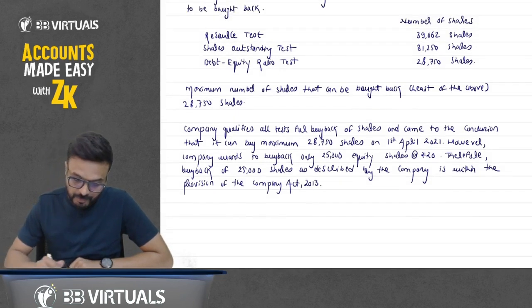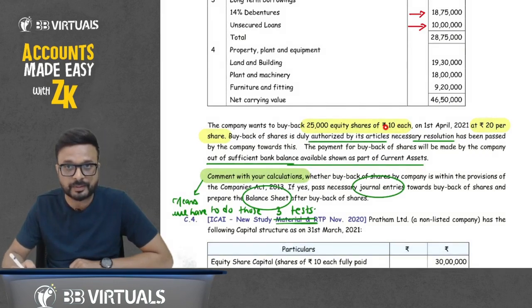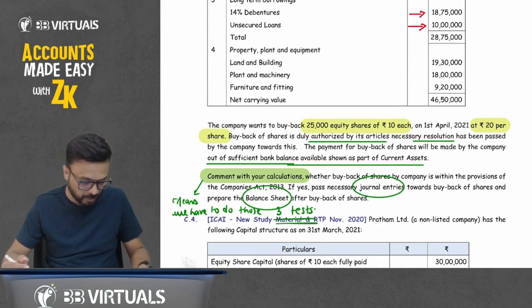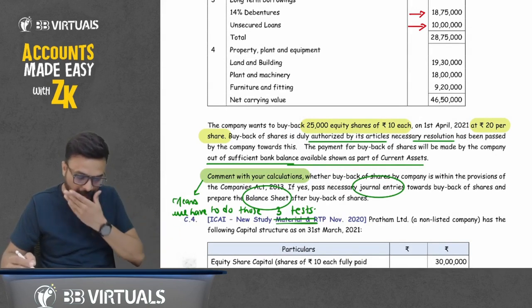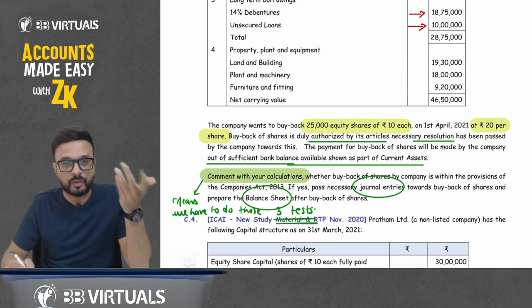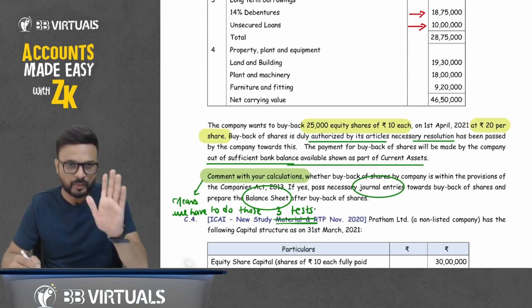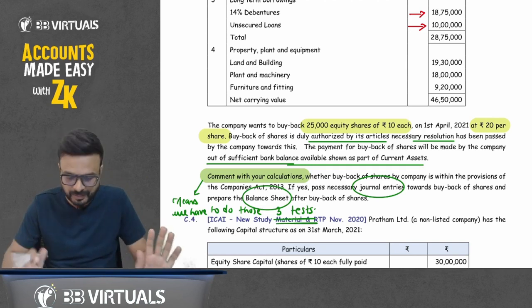Okay. Now we have to pass that entry. Very simple. 25,000 shares buyback of rupees 10. They are doing buyback at rupees 20 only. We just have to purchase and cancel it, and premium on buyback will be adjusted against securities premium. As it is out of profit, we have to transfer to which account? We have to transfer to CRR account. Now we'll take a break. Now it is easy now.